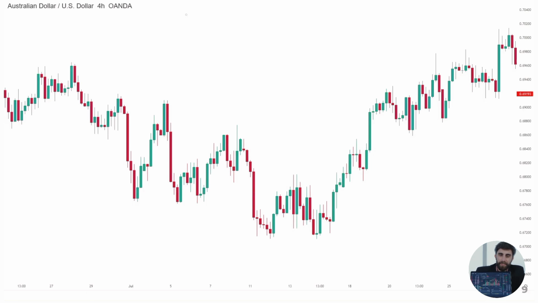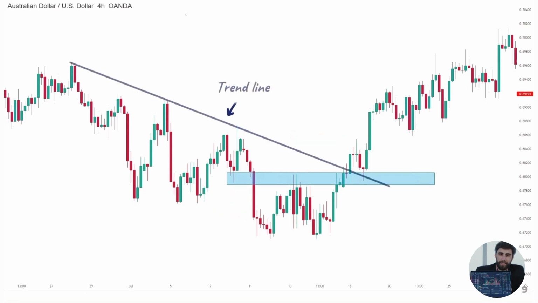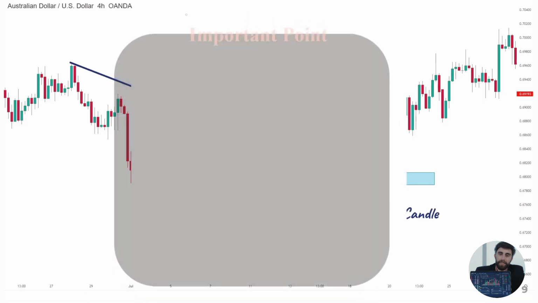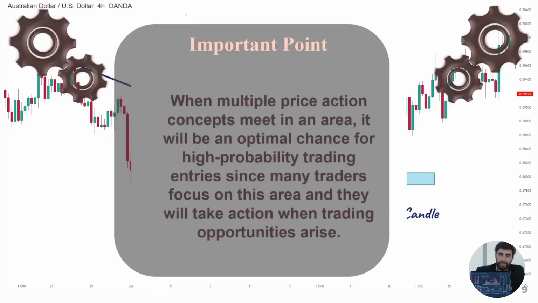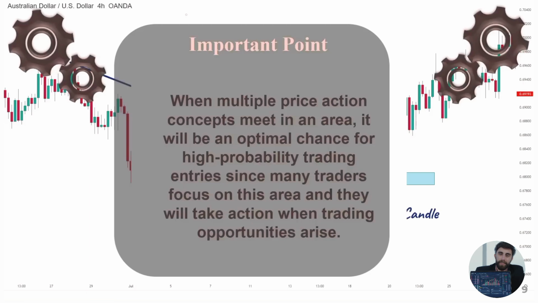Let's look at another example on Aussie dollar with the same concept. This trade has multiple conditions lining up. First, we have a major level of structure, so we expect the market to reject this price, also the back of a bearish trend line which can signal a possible trend change, and a long wick candlestick strongly rejecting this area. So here is an important point. When multiple price action concepts meet in an area, it will be an optimal chance for high probability trading entries, since many traders focus on this area, and they will take action when trading opportunities arise.